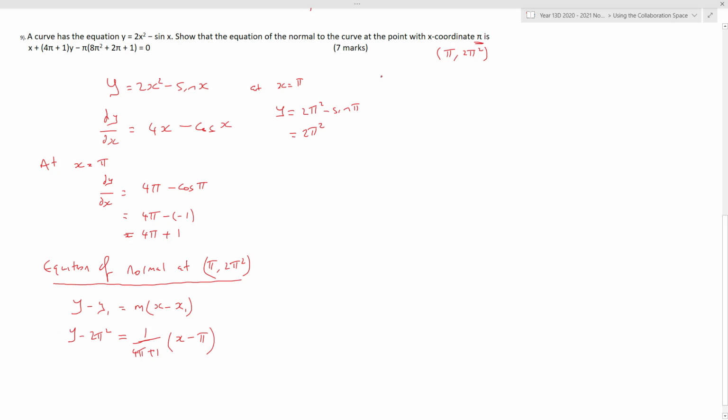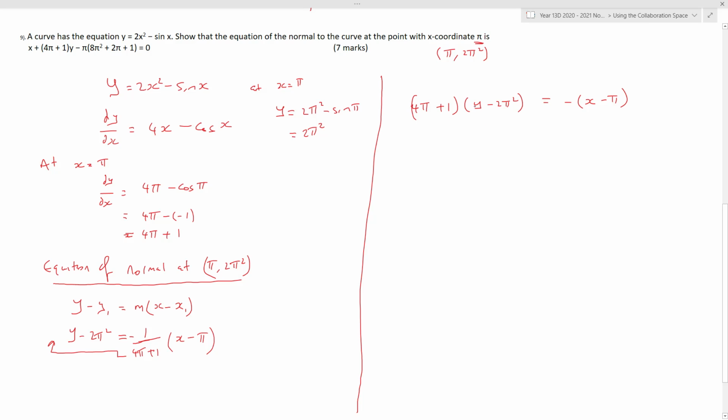So I'm dividing on this side, so I'm going to multiply it on that side. I'm just going to work on the right hand side here, give myself a bit of room. So that becomes a multiplication over there. Oh, hang on, it's the negative reciprocal. Don't forget the minus there. So we've got 4 pi plus 1 times y minus 2 pi squared is equal to minus, x minus pi.